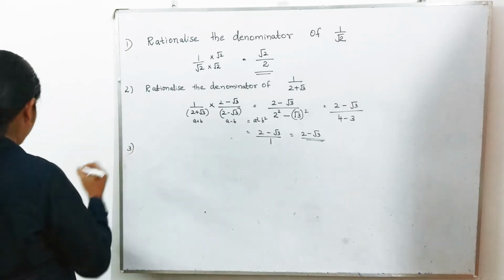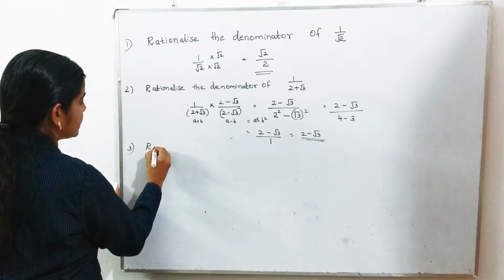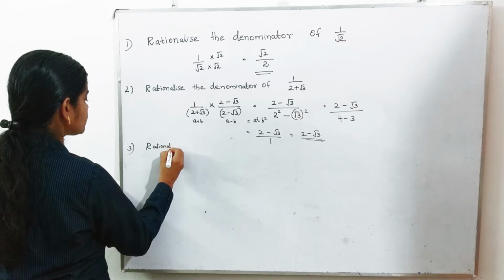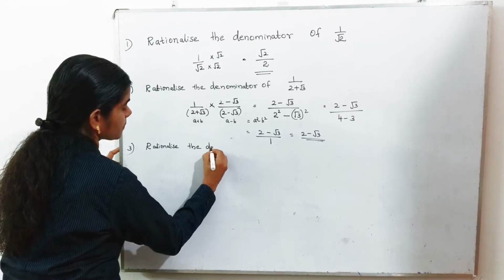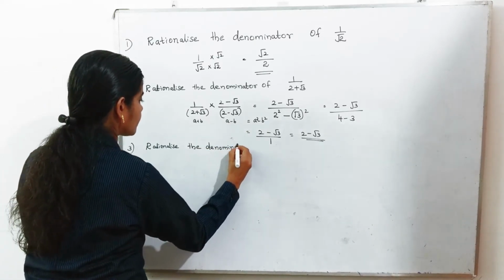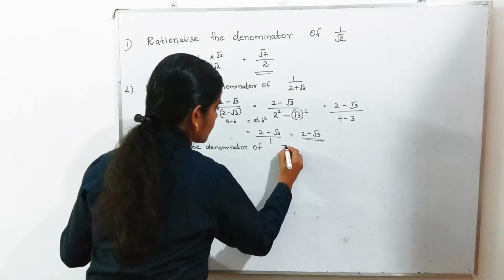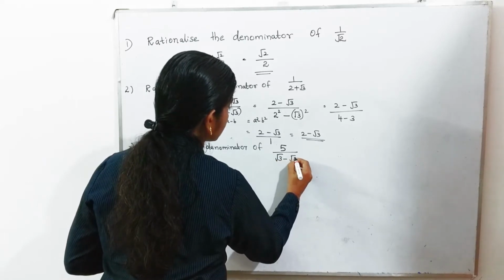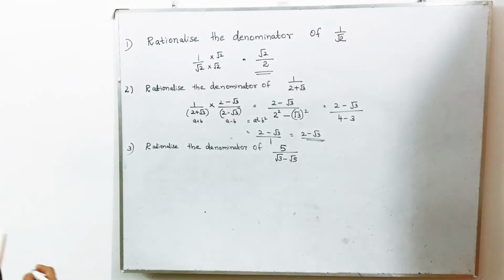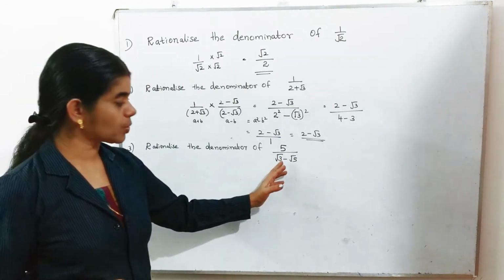I will show one more question. Rationalize the denominator of 5 by root 3 minus root 5. Here, what is the denominator here? Root 3 minus root 5.